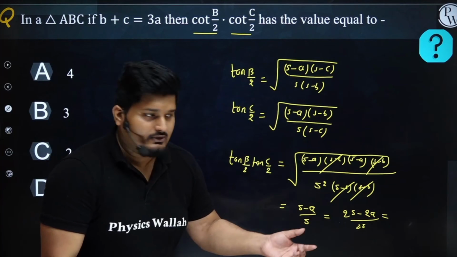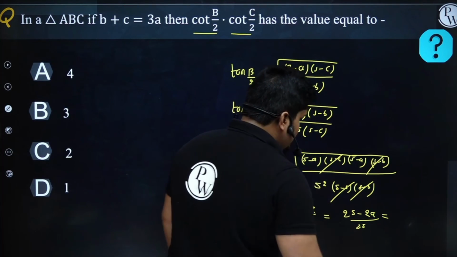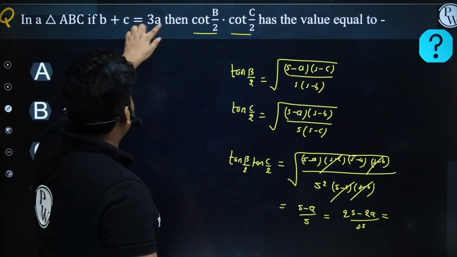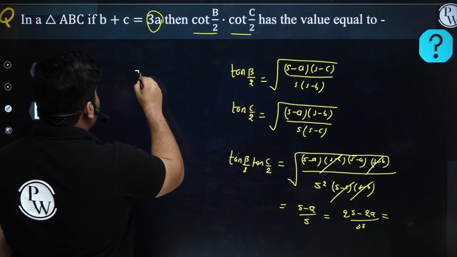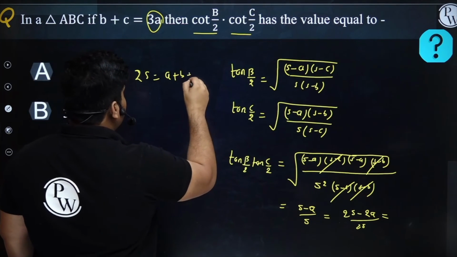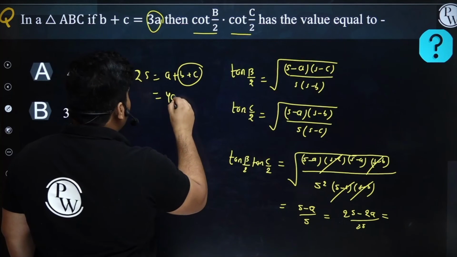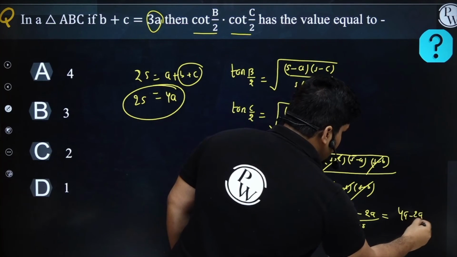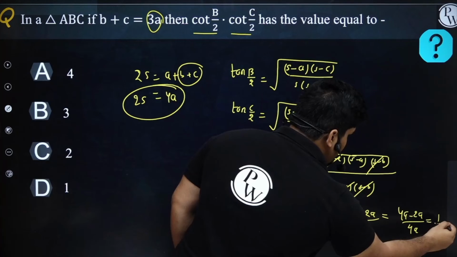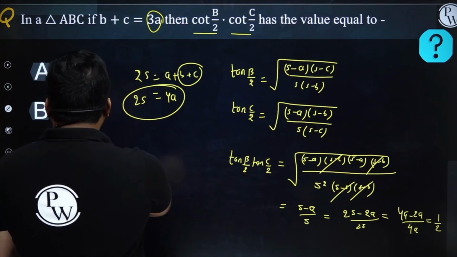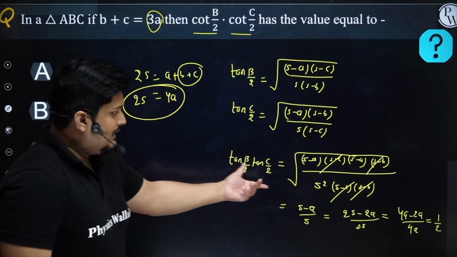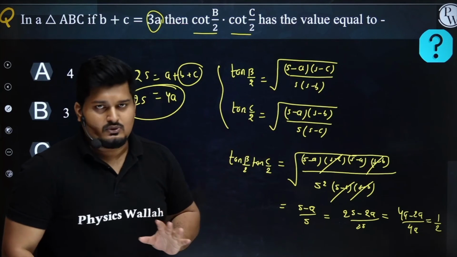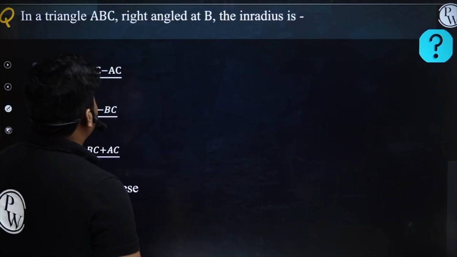Now 2S minus 2A is equal to what? We can find out S in terms of A also. How? B plus C is given 3A. So what is 2S? 2S is A plus B plus C. B plus C is given 3A, so 2S is equal to 4A. So we can replace 2S equal to 4A here. So 4A minus 2A divided by 4A, that is 1 upon 2. So tan B by 2 into tan C by 2 is 1 upon 2, but this is the reciprocal that we want, so it will be 2. Clear? I hope it is clear. And again the direct formula has been used here. Fine. Let's solve the next one.